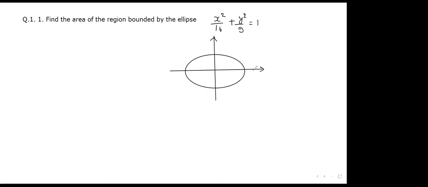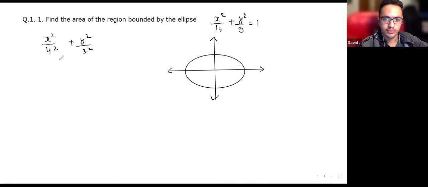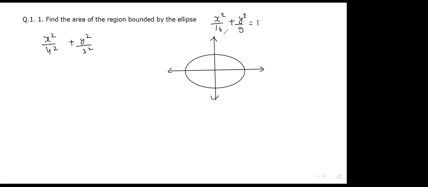So this is the equation of the ellipse. First, we will write this equation in standard form: x square over 4 square plus y square over 3 square equals 1. Obviously, the major axis is the x-axis because 16 is greater than 9, 4 is greater than 3. This point will be (4, 0) and this point will be (0, 3).